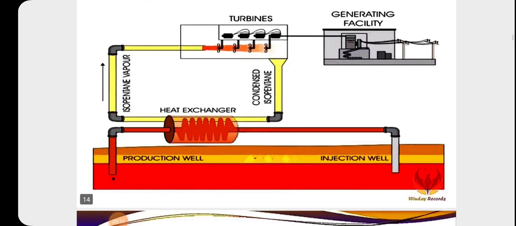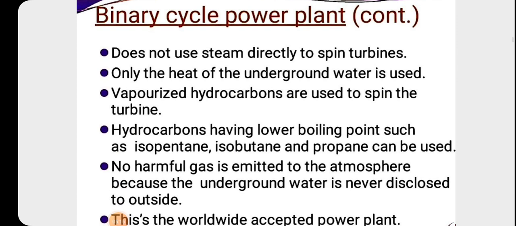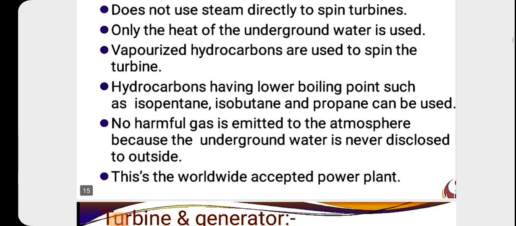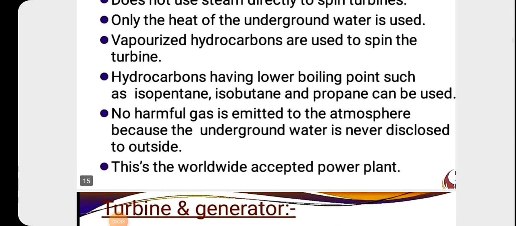And produce electricity. So this is the most commonly used type of power plant, and it doesn't use steam directly to spin the turbine. Only the heat of the underground water is used, which means dry steam is not required, and vaporized hydrocarbon is used to spin the turbine. And this is all about the binary cycle power generation system.